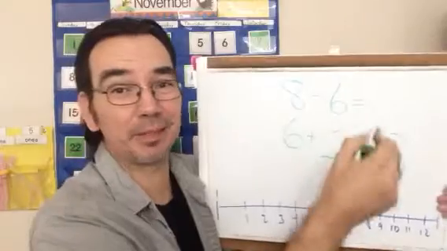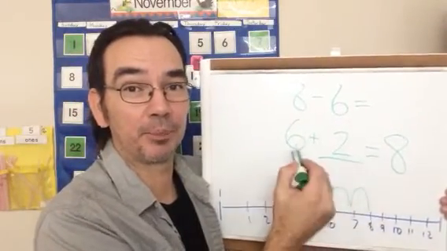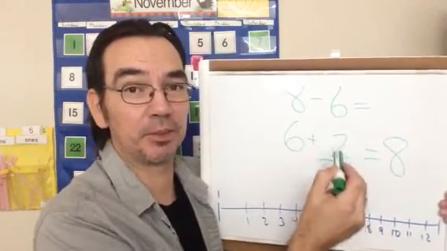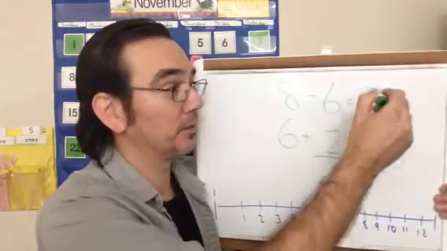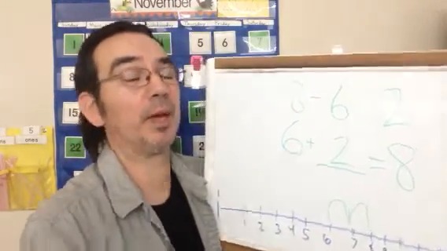Because this is a fact family, we're going to use the same numbers. We have an 8 here, we have an 8 here. We have a 6 here, we have a 6 here, we have a 2 here. We don't have a 2 here. Now we do. So that is our introduction to using addition to help us solve subtraction.